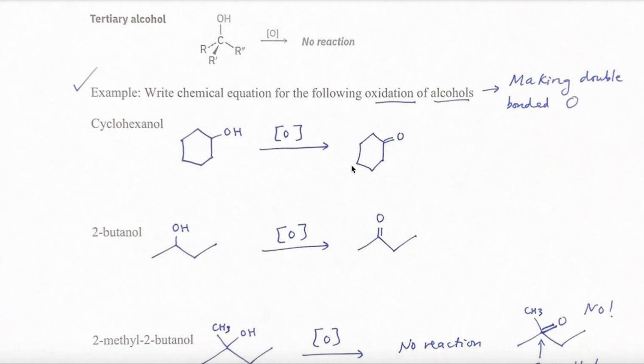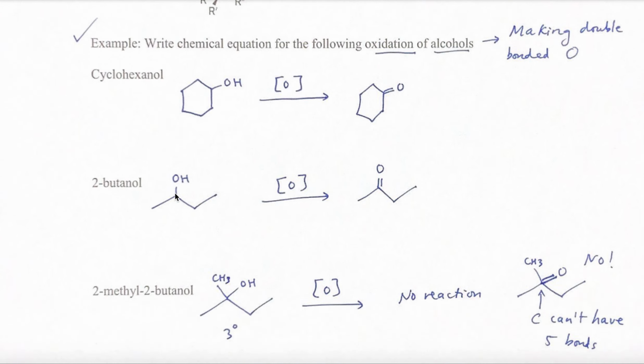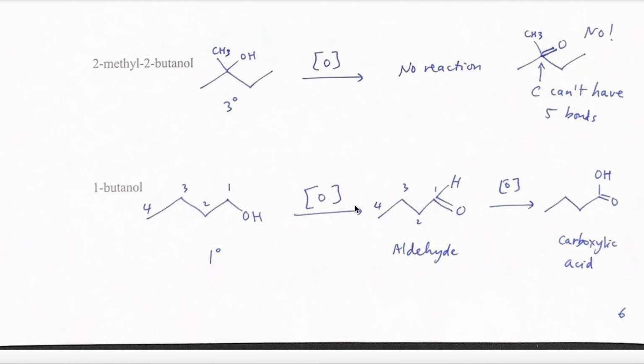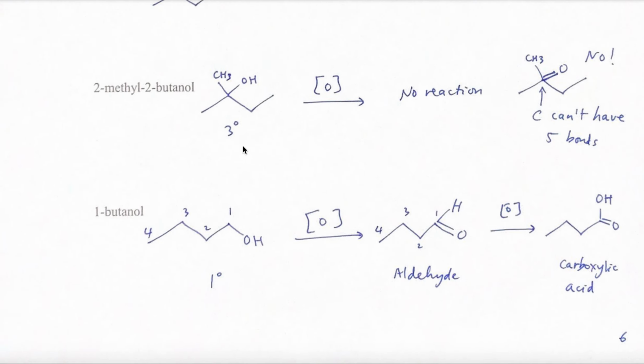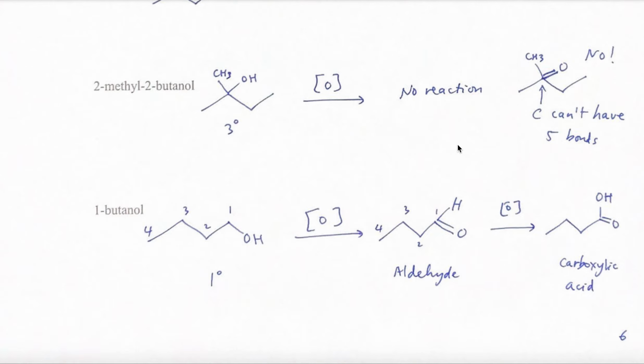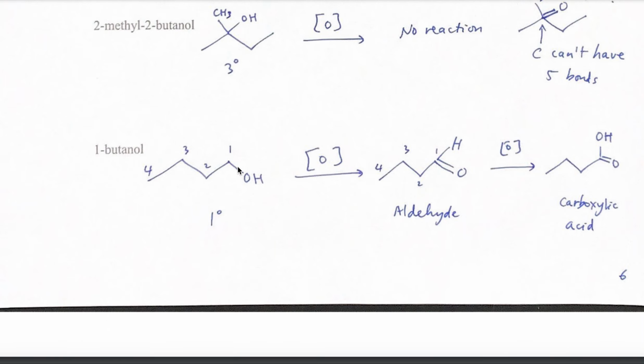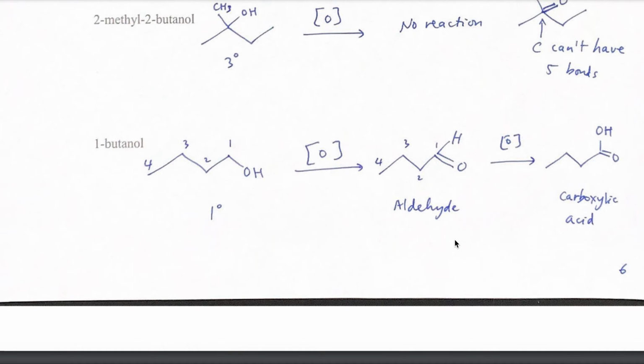Don't worry about the rest. Oxidation, make a double bond with oxygen, and you're done. Oxidation, but hey, that's a tertiary, can't make a double bond. The carbon will have 5 bonds. That's not allowed. Okay. Oxidations, make a double bond. It looks weird without a hydrogen. That's why we stick the hydrogen in. It's always there. Oxidize another time, it becomes carboxylic acid.